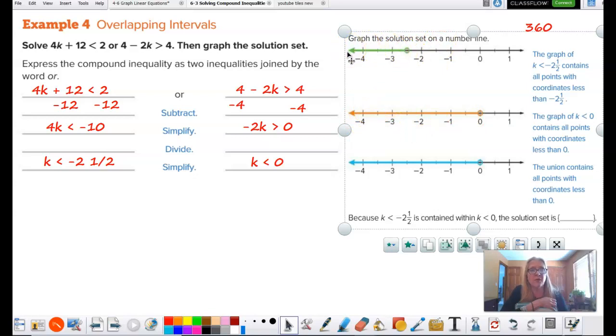Okay, so we don't need to even talk about this guy because this guy just kind of takes over. Okay, so the solution set is any numbers less than 0. So it's just k less than 0 is your solution set, right? Because we don't need the other one, it's redundant. Okay.